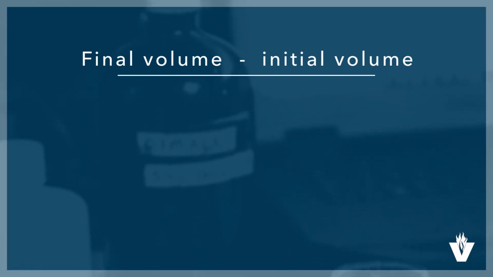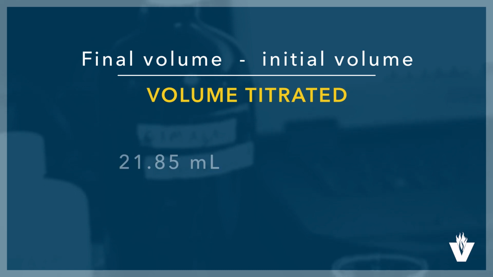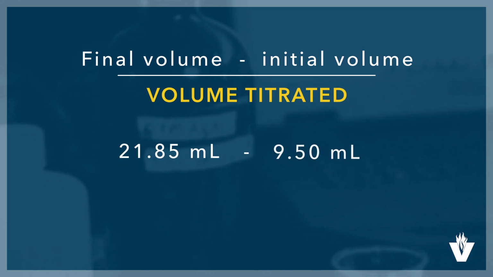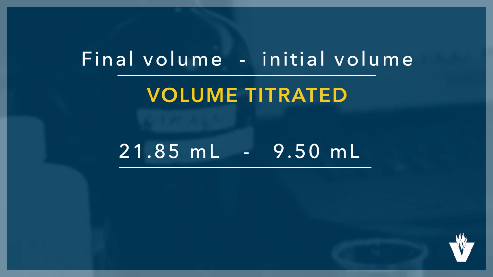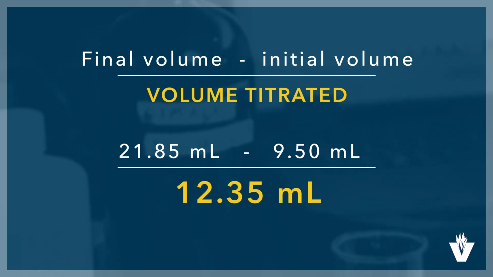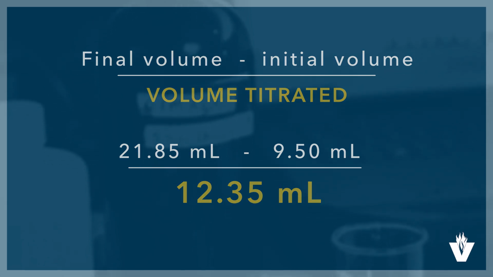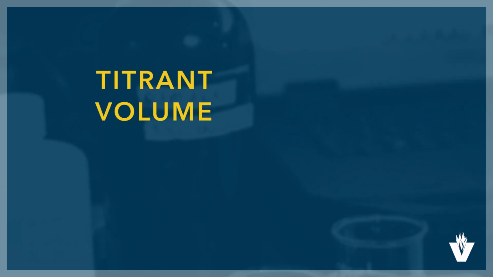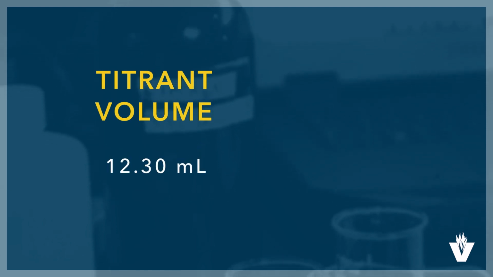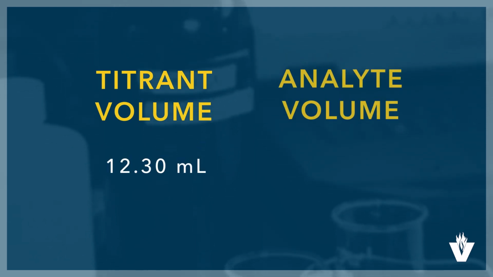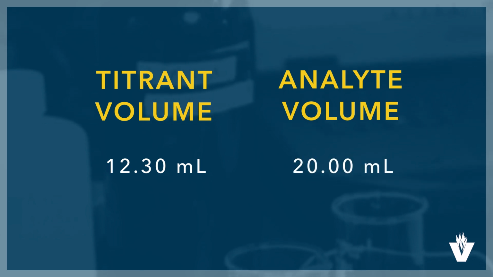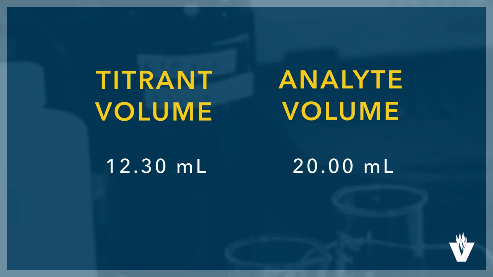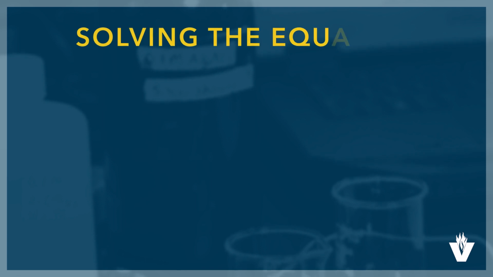We subtract the final minus initial volumes to get the volume titrated. 21.85 milliliters minus 9.50 milliliters gives us 12.35 milliliters. We take the average volume of the 3 trials, 12.30 milliliters. Next, the analyte volume is the pipette volume, 20.00 milliliters. We are now ready to solve the equation.